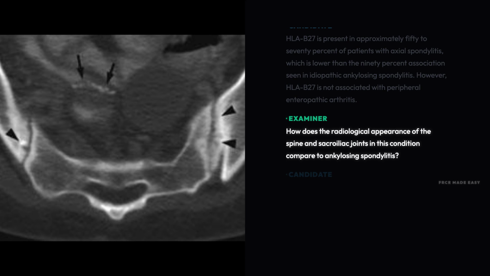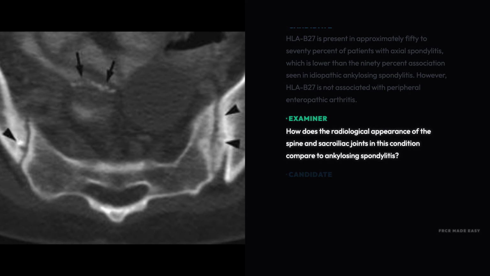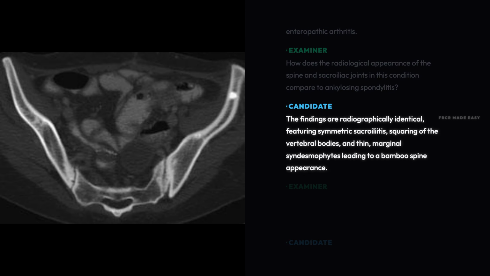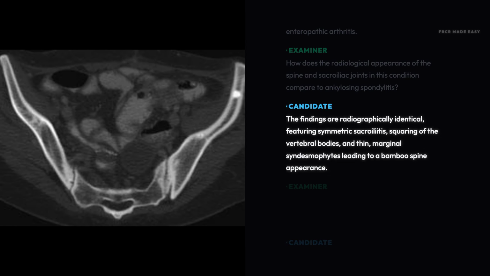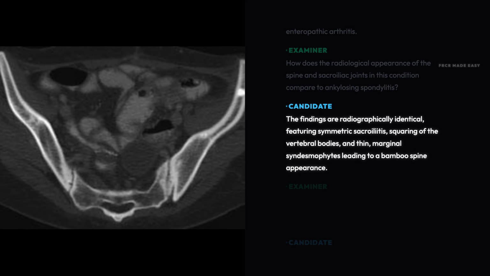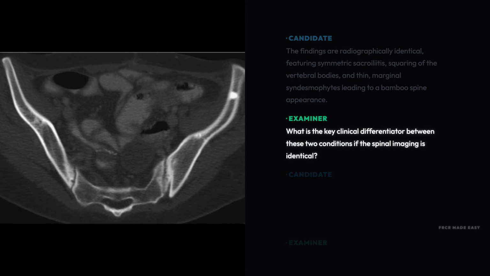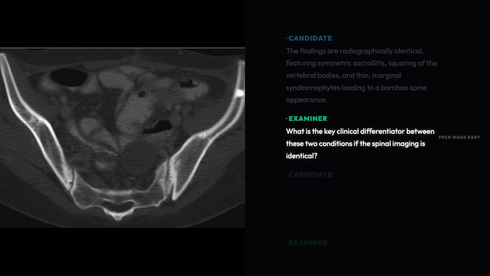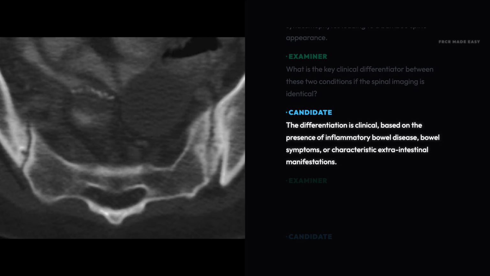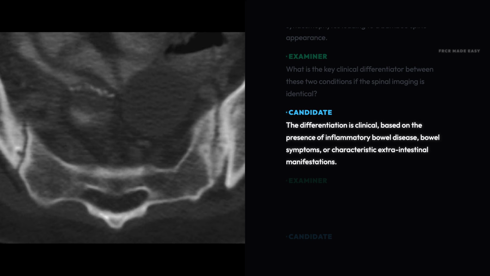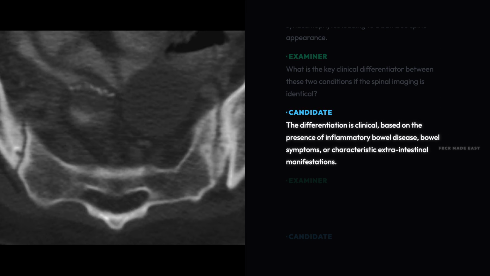How does the radiological appearance of the spine and sacroiliac joints in this condition compare to ankylosing spondylitis? The findings are radiographically identical, featuring symmetric sacroiliitis, squaring of the vertebral bodies, and thin marginal syndesmophytes leading to a bamboo spine appearance. What is the key clinical differentiator between these two conditions if the spinal imaging is identical? The differentiation is clinical, based on the presence of inflammatory bowel disease, bowel symptoms, or characteristic extra-intestinal manifestations.